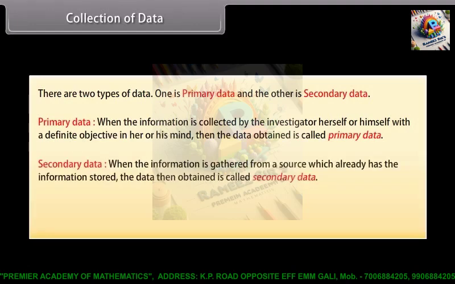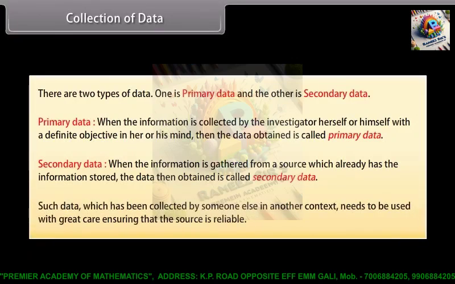Secondary data. When the information is gathered from a source which already has the information stored, the data then obtained is called secondary data. Such data which has been collected by someone else in another context needs to be used with great care, ensuring that the source is reliable.